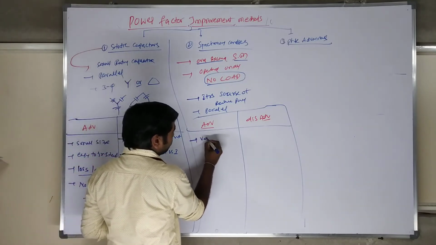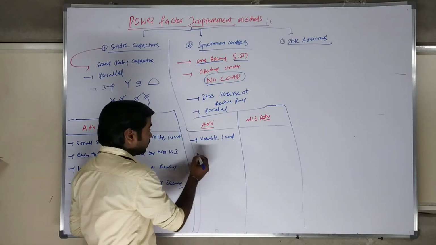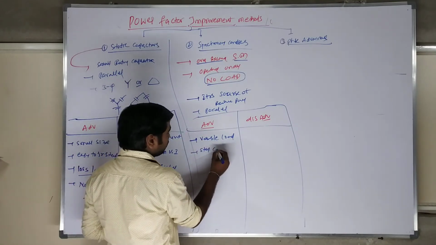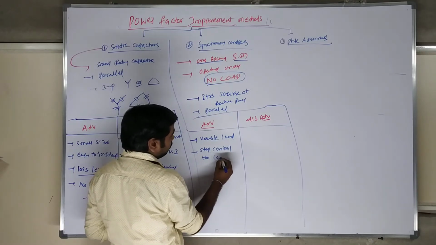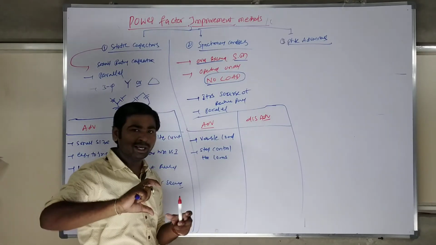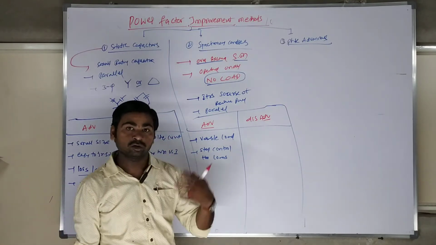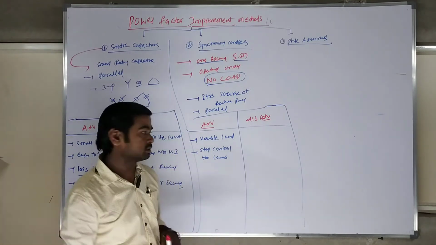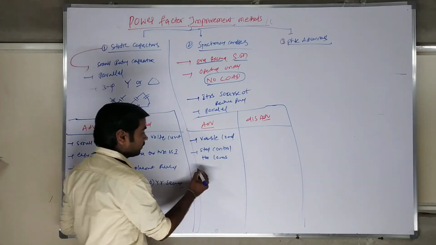Variable loads we can apply. Next, step control is there, because when you change the excitation of the machine, we can control the reactive power to the load. Automatic control is also possible, because we can control the excitation. That's what will be there.